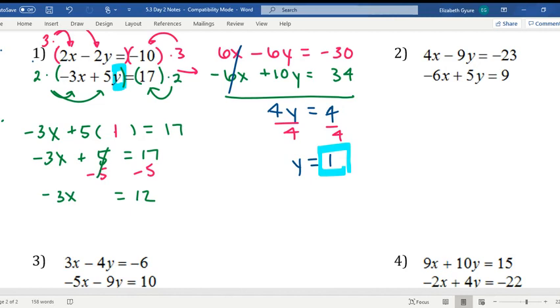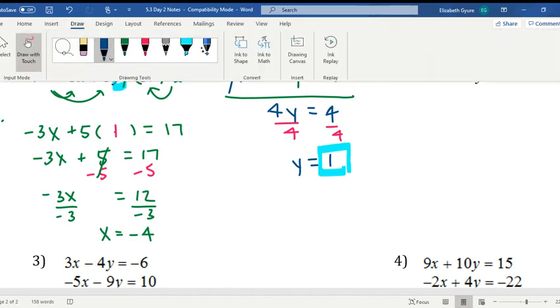Then last step, who can help me with it? What's my last step here? I agree, Erin. We are going to divide both sides by negative 3. And 12 divided by negative 3 is negative 4. And then someone I haven't heard from in a while. How do I write my final answer? Tell me you're awake. How do I write my final answer?